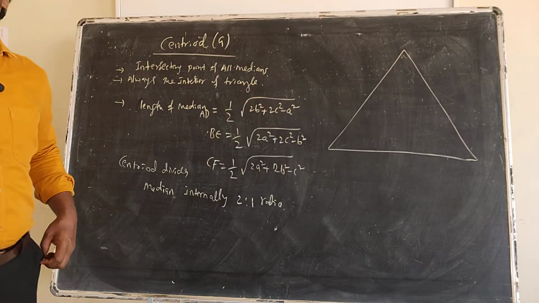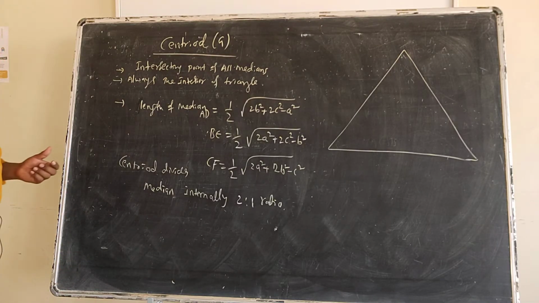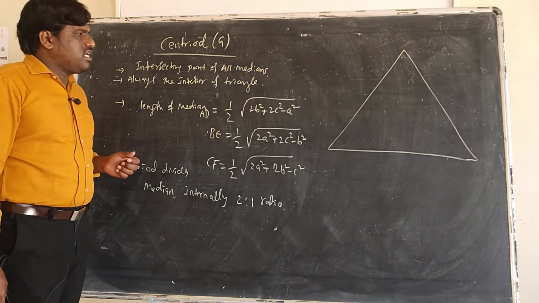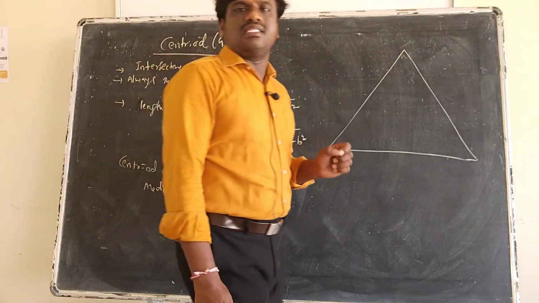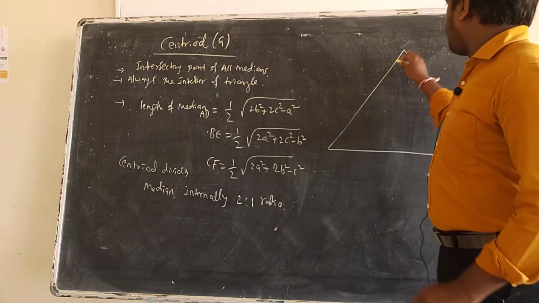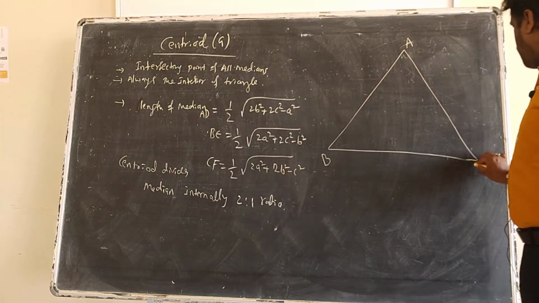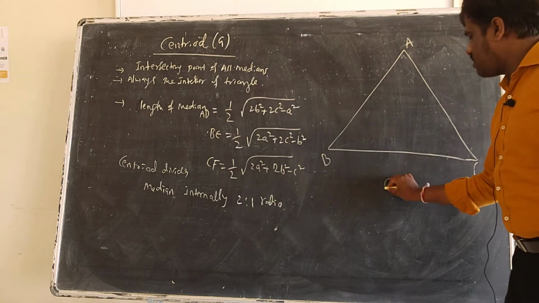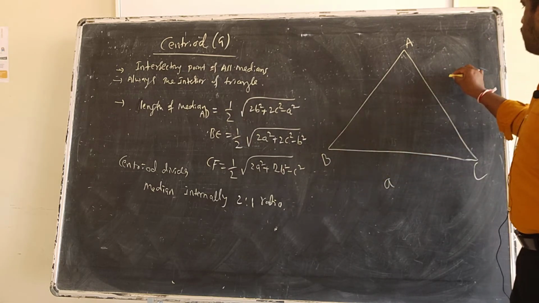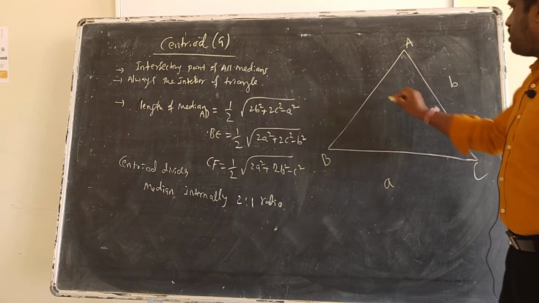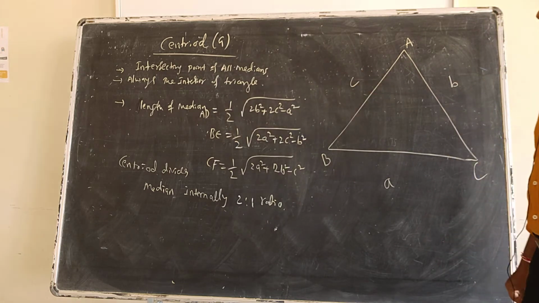So the next concept is the centroid. The centroid is denoted by G. The intersecting point of the medians is called the centroid. This is a triangle ABC. Let us take this triangle ABC. Capital A's opposite side is small a, capital B's opposite side is small b, capital C's opposite side is small c.